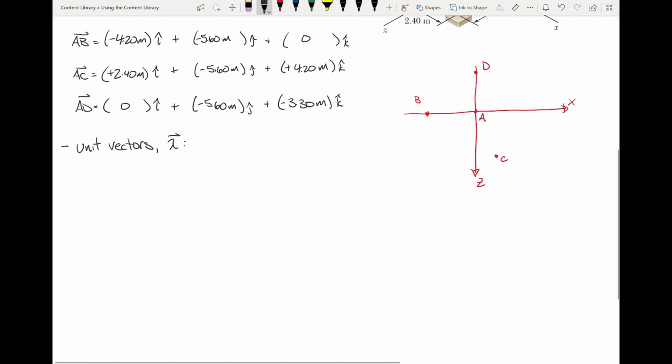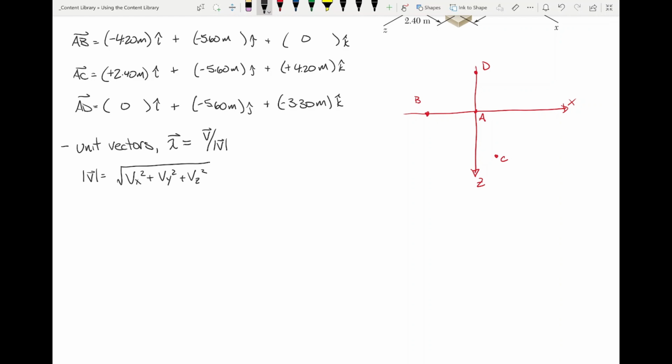The way that we're going to do that is we're going to say that the unit vector is the distance vector divided by its own magnitude, and the magnitude is going to be vx squared plus vy squared plus vz squared, and then the root of all of that. Is everybody okay with that?